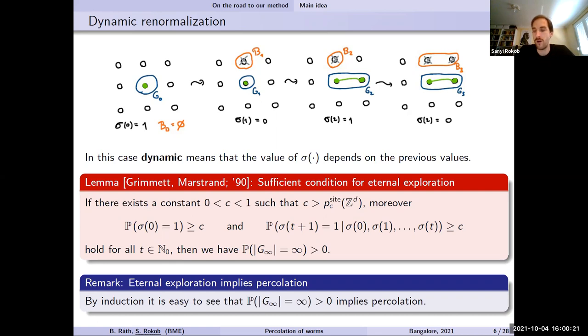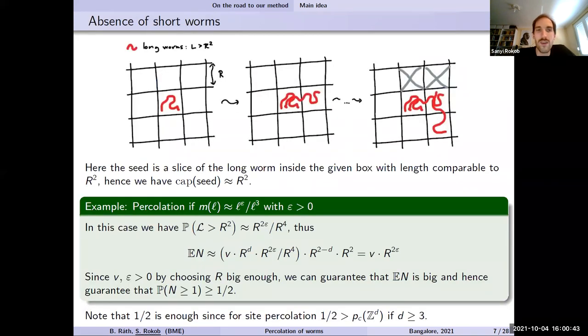So what we wanted to do is define the seeds and use target shooting to build up this infinite connected cluster. The main approach is built on two dummy approaches. Let me discuss the first one. The first one is if we define the seeds inside the boxes to be just the long worms, the segment of the long worm inside the box, which is comparable to the length R squared.